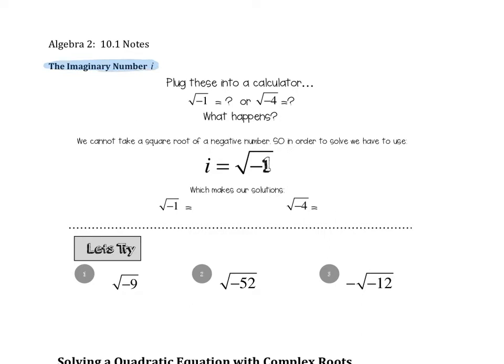So when you plug these numbers into a calculator, what happens? If you plug in the square root of -1 into a calculator, you get an error. And if you plug in the square root of -4 into a calculator, you get an error. That's because you cannot take a square root of a negative number. That's not possible. So in order to solve these types of equations, we have to use the imaginary number i.